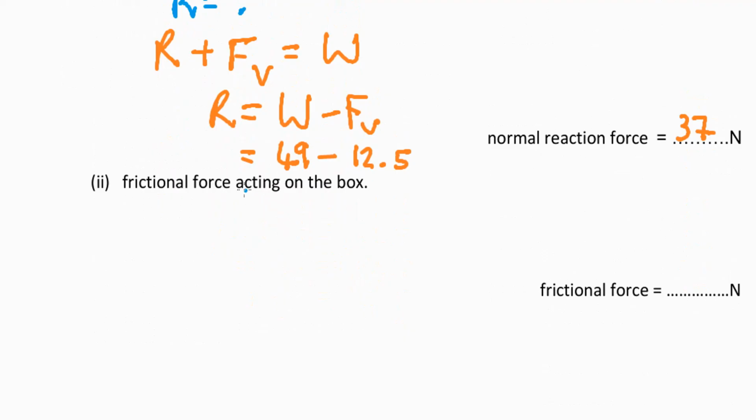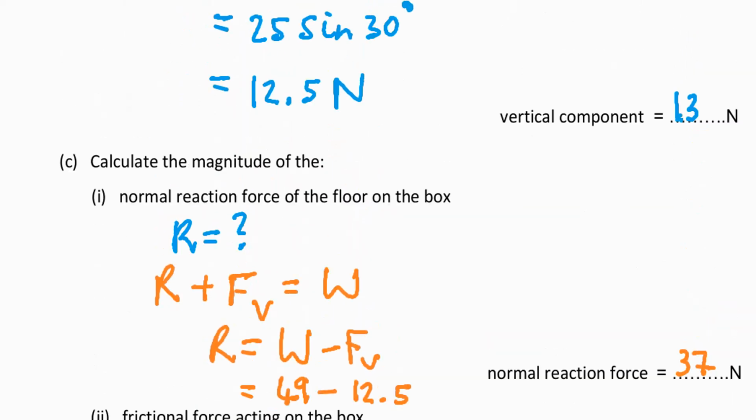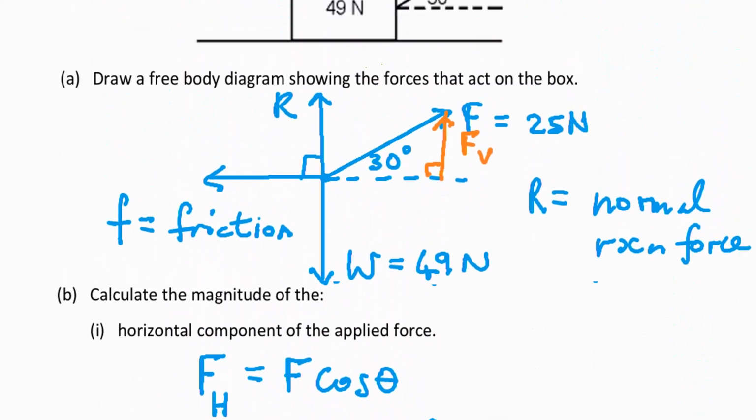Lastly here, we want the frictional force, small f. Once again, we can use the fact that the object is in equilibrium. So the forces acting in the horizontal plane must also be balanced. We have the frictional force to the left, but we also have the horizontal component of the applied force to the right. And these two must be equal. So small f must equal FH.